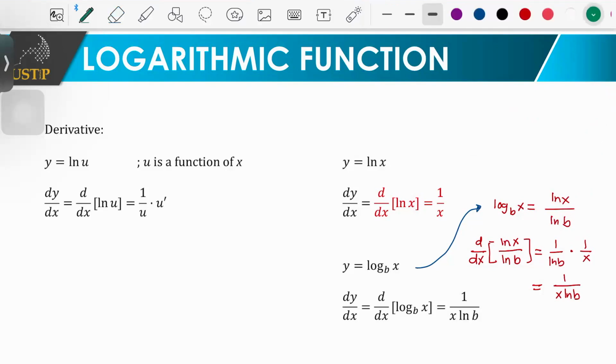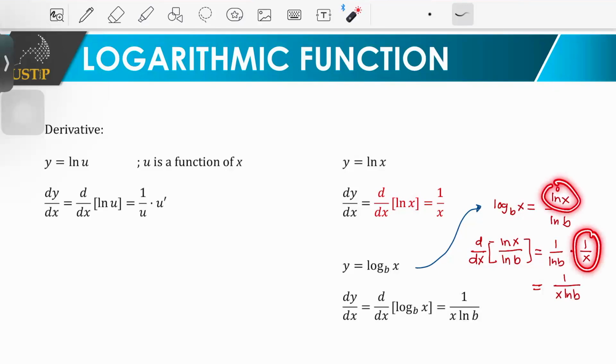So, what happens here is that when you take the derivative of ln x over ln b, your ln b, class, is a constant. If it's a constant, we can set it aside, and then we take the derivative of ln x, the variable part. The derivative of ln x is 1 over x. So that will just be equal to 1 over x ln b. That is for a base that is not the natural base. It's easy, it's just 1 over x with an extra ln b in the denominator. But again, the derivative of ln x is 1 over x.